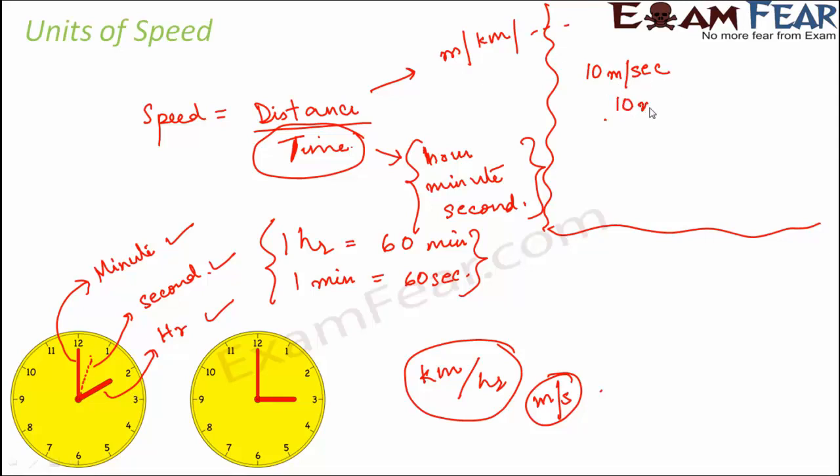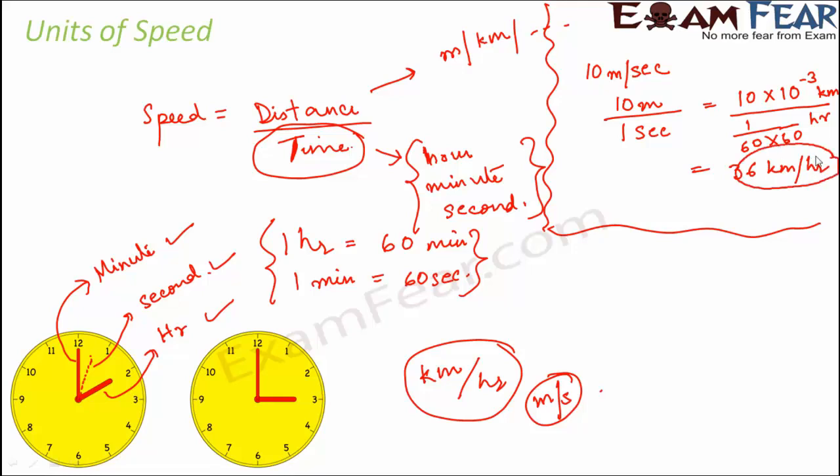10 meter per second basically means 10 meter divided by 1 second. So how do you convert 10 meter into kilometer? 10 into 10 to the power minus 3 kilometer. And 1 second would be 1 by 60 into 60 hours. So when you calculate this, it comes out to be 36 kilometers per hour. So basically 10 meter per second is equal to 36 kilometer per hour.